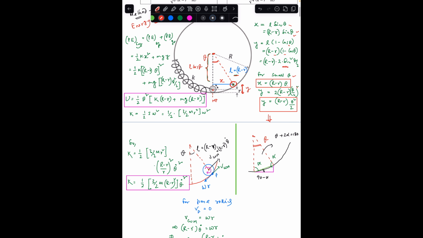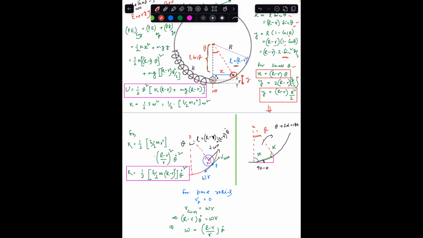See, I have shown you the detailed calculation. Now this can be done very shortly also, because if you take a small angular displacement theta, then we can have this triangle.